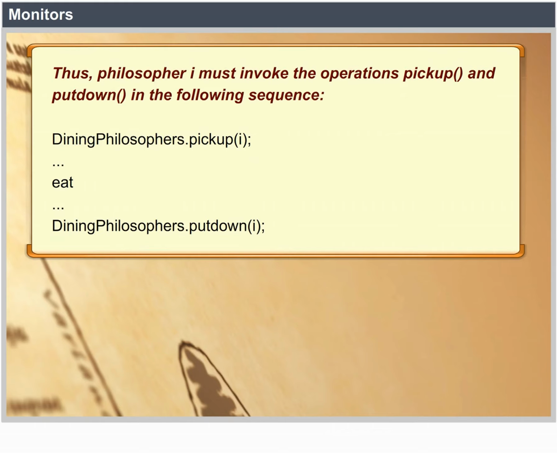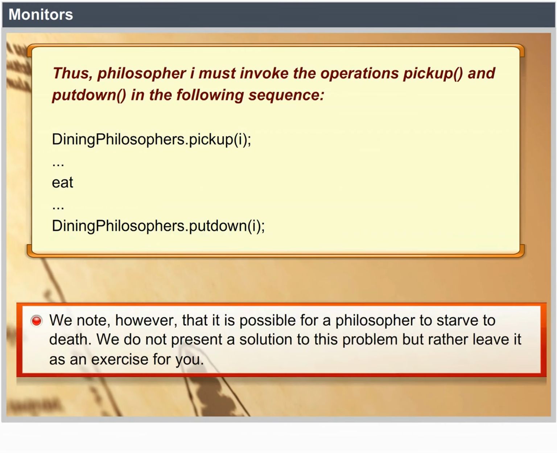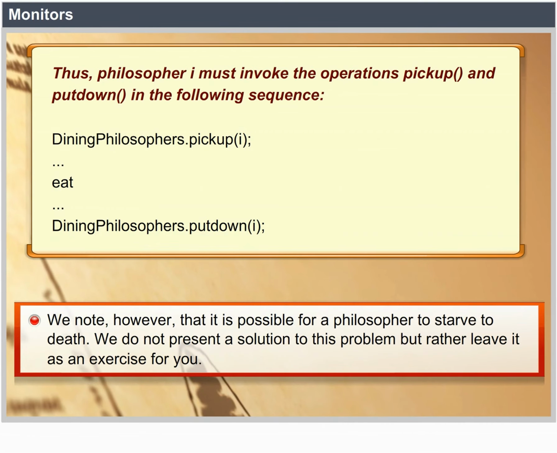It is easy to show that this solution ensures that no two neighbors are eating simultaneously and that no deadlocks will occur. We note, however, that it is possible for a philosopher to starve to death. We do not present a solution to this problem but rather leave it as an exercise for you.